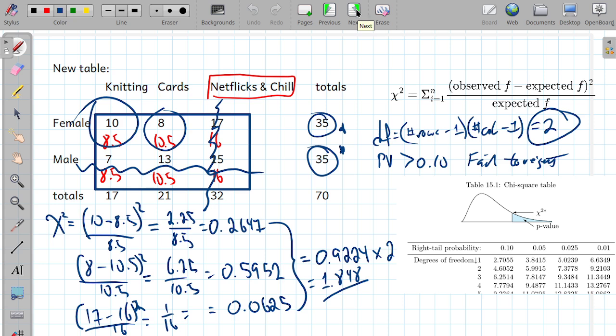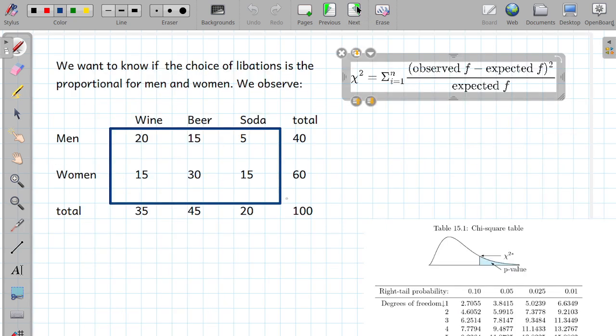Let's look at another example. This will be the test for homogeneity. Now, homogeneity means even distribution or proportional distribution. I like to use the word proportional because I find there's one specific example when you say things are equal.